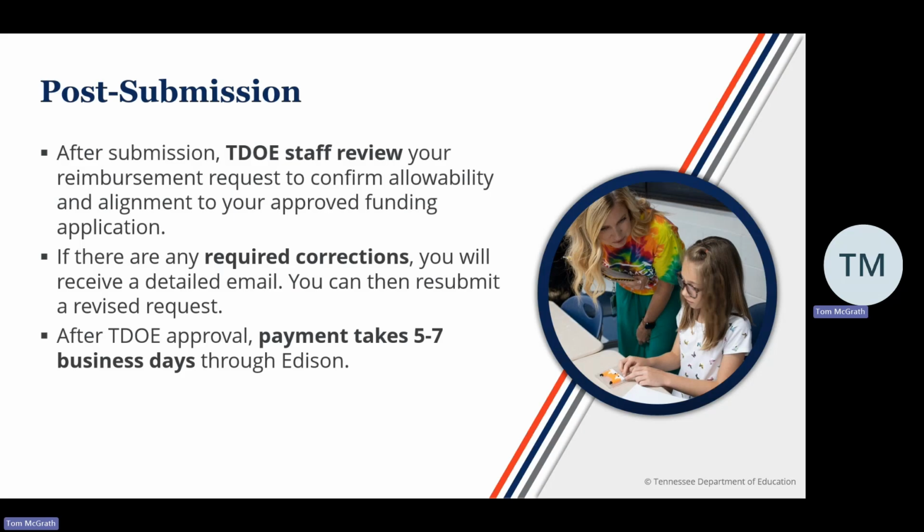After your submission, the TDOE staff will review your reimbursement request to confirm allowability and alignment to your approved funding application. If there are any required corrections, you will receive a detailed email. You can then resubmit a revised request. After TDOE approval, payment takes 5 to 7 business days through Edison.